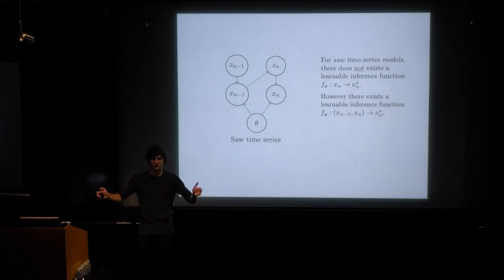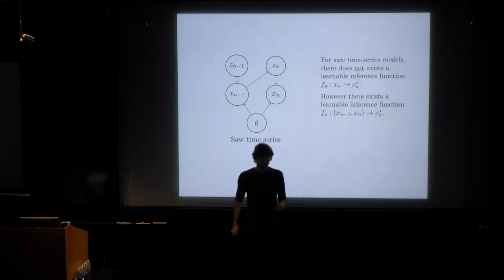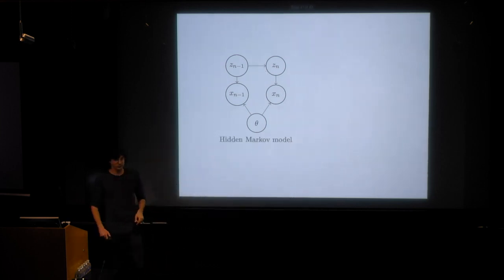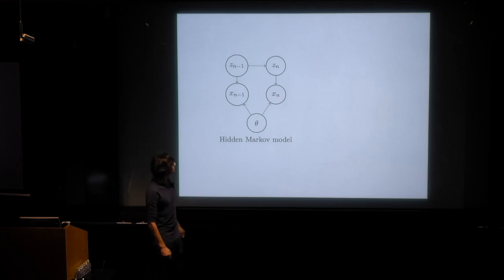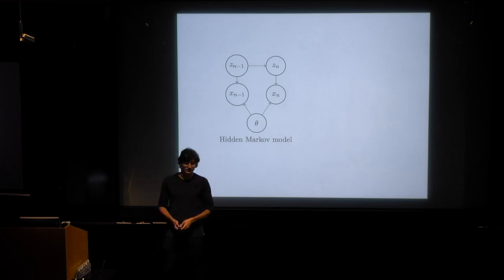However, this is a pretty friendly example. If you expand the domain of your inference function to take in both the local observation and the previous observation, you're able to close the amortization gap. All right, hidden Markov model. So now my latent variable depends on the previous latent variable. Any guesses as to what happens here? Is there an inference function, yes or no? A learnable inference function.